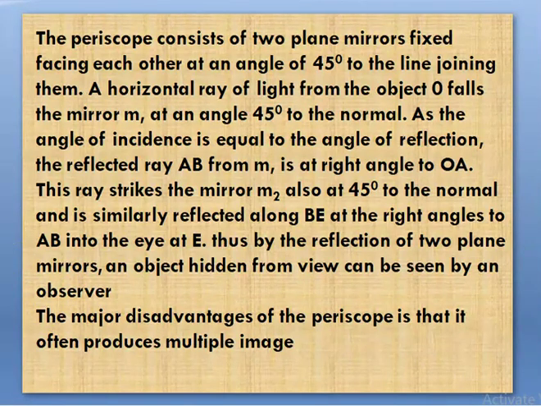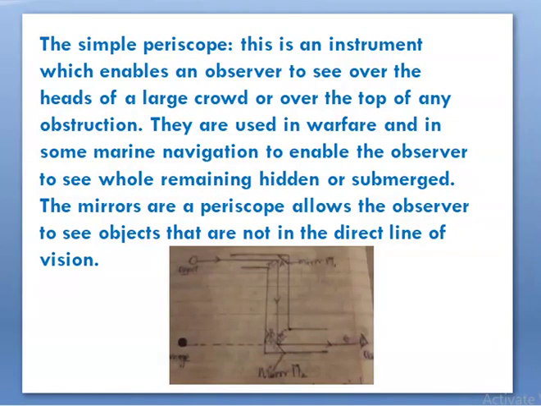Now, let's see from our diagram. Now look at the object. That is something you wanted to view that was hidden as a result of an obstacle or large crowd. Now this is your plane mirror M1. Now this is the second mirror M2. The two mirrors are inclined at angle 45 degrees. Now this is the incident ray from the object you want to view. Now look at the person viewing it. Look at your eyes here.